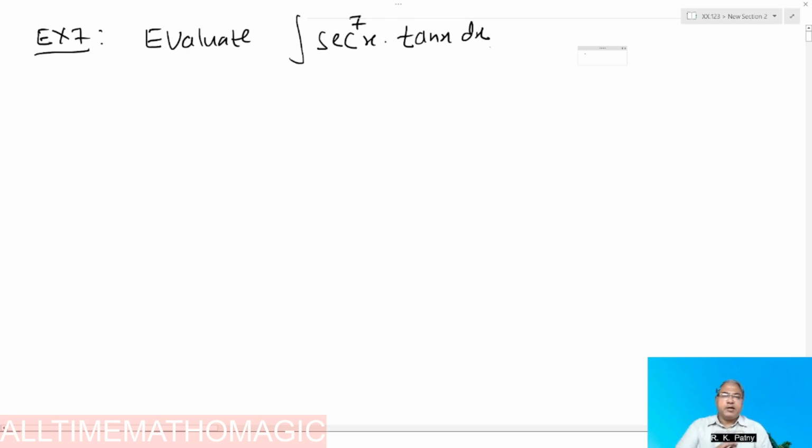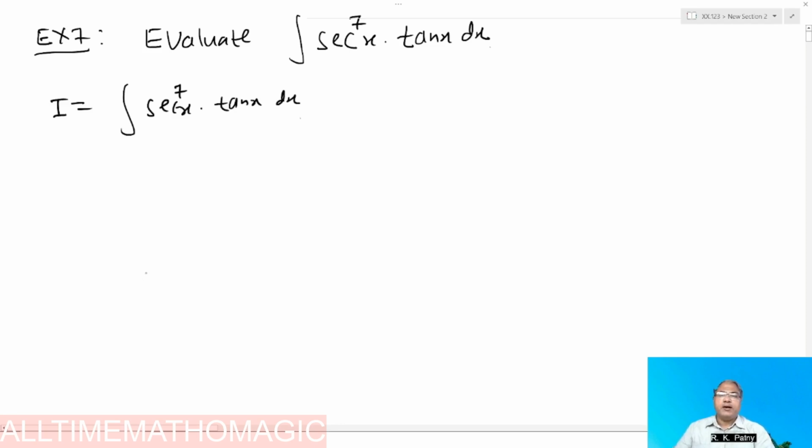Example 7. Evaluate integration of sec raised to 7x into tan x with respect to x. Now, whenever tan x and sec x get multiplied, it becomes quite an easy problem, because the derivative of sec x is nothing but sec x into tan x. So, of course, this is quite an easy problem. Let us solve it.